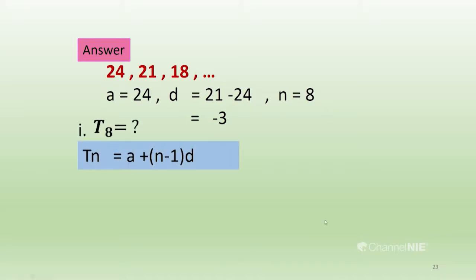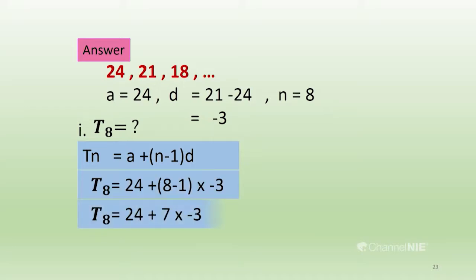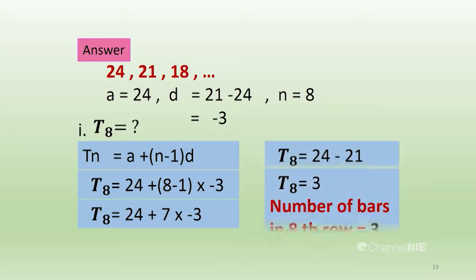T8, we have to find T8. Tn equals a plus (n minus 1)d. For that we have to substitute these values. Let's see, a is 24 and n is 8, and we have to simplify it correctly, and we got T8 is equal to 3.